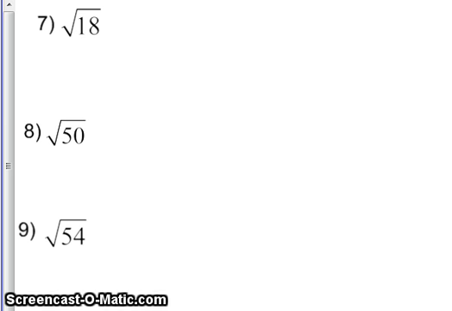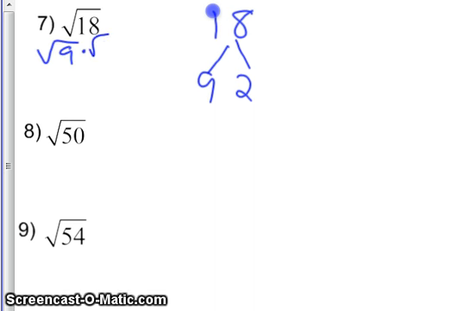I want you to try all 3 of these, please. I'm going to do square root of 18 for you, or we'll do it together. What's the square root of 18? It's going to be 6 and 3, 2 and 9. 9 is the perfect square that divides 18, because 3 and 3. So this is the square root of 9 times the square root of 2, which is 3 radical 2. All right, now I'm going to pause and wait for you to do the other two.